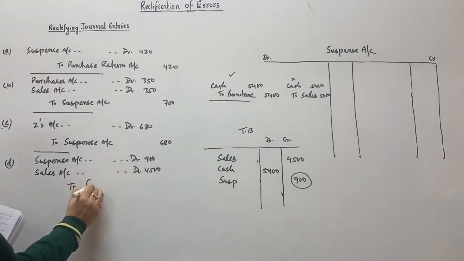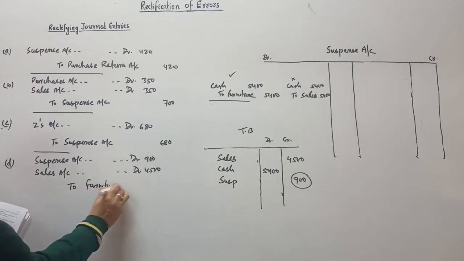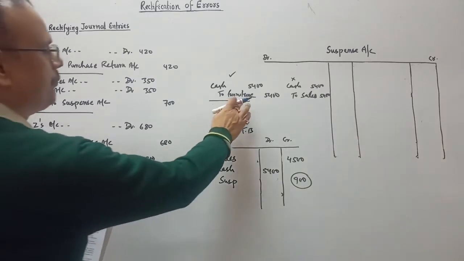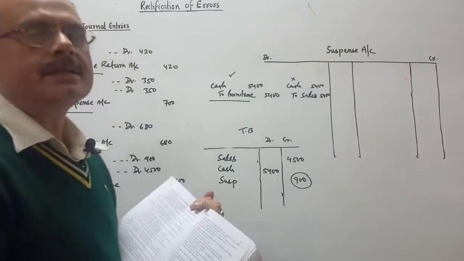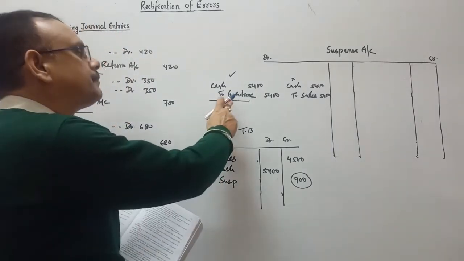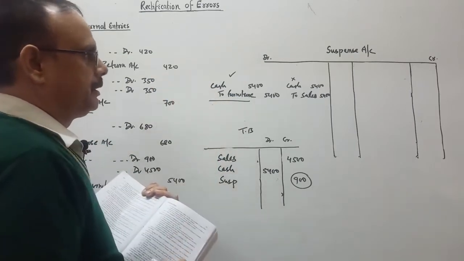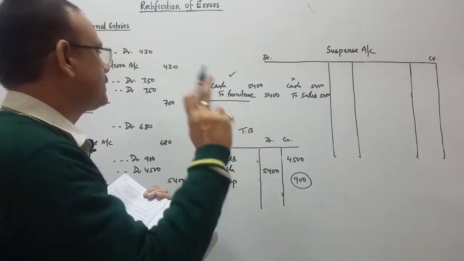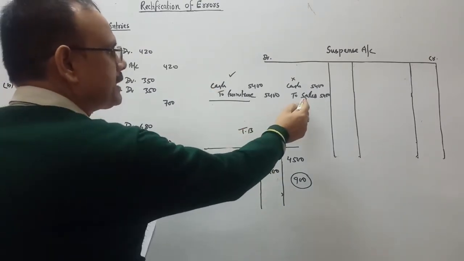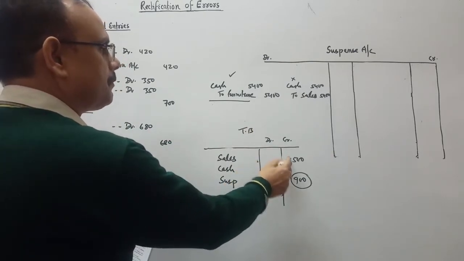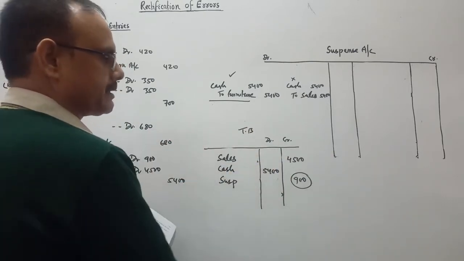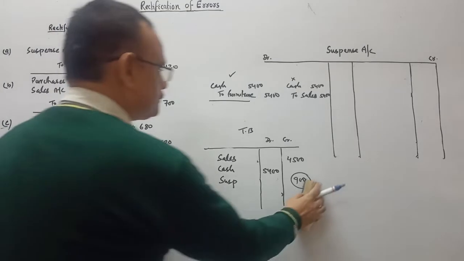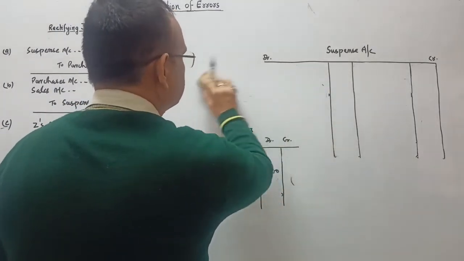Now coming to the furniture. Furniture should be at right place, and the right place of furniture is on credit 5,400. There is no mistake in the cash account. So instead of cash to furniture, your accountant has done cash to sales. One error. Another error is that while posting to the sales account, they have posted 4,500. So suspense account will be opened by 900. Is it clear? Coming to the next error.